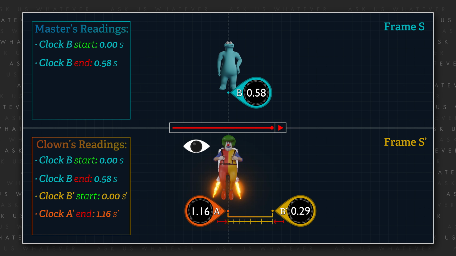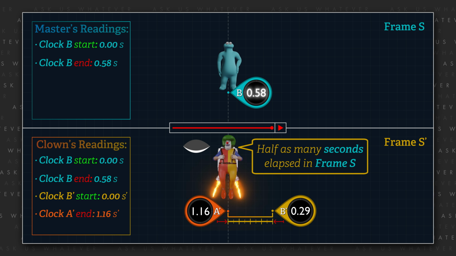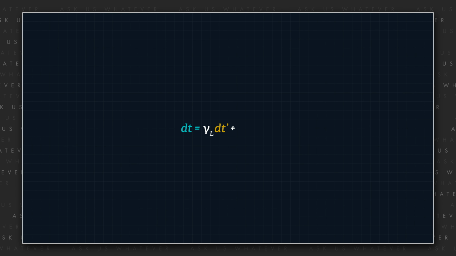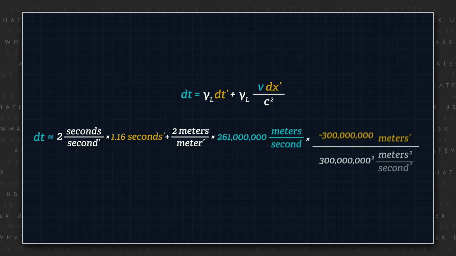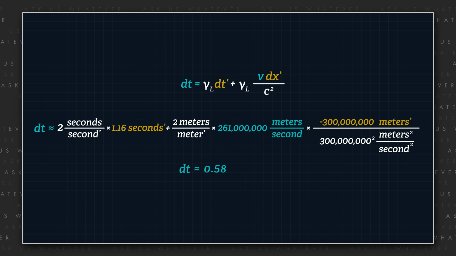And so the clown would have concluded that half as many seconds elapsed in frame S, 0.58 seconds, as compared to the number of seconds prime, 1.16 seconds prime, that the clown was led to believe had elapsed in frame S prime. Let's now confirm the clown's observation of 0.58 seconds using the Lorentz transformation for dt, which is gamma times dt prime plus gamma times v times dx prime over c squared. The numerical value is about 0.58 seconds, which is the frame S time we computed earlier.